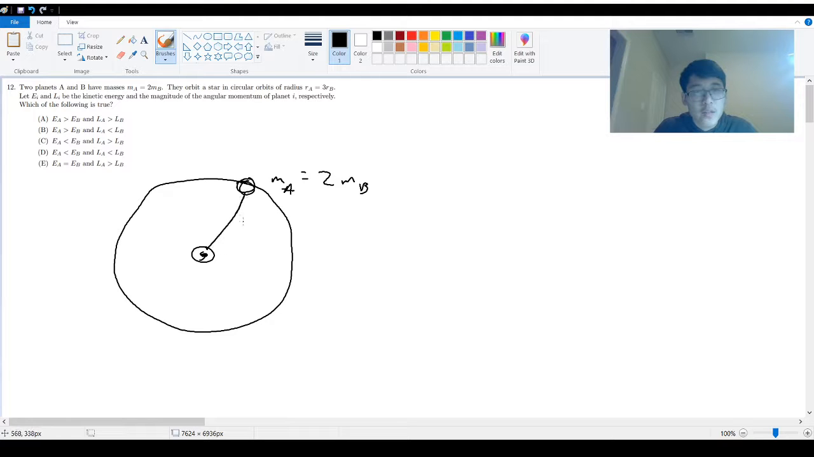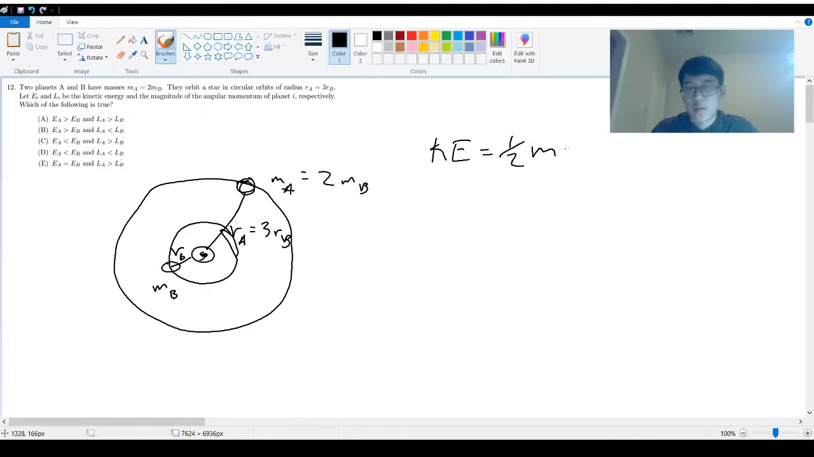And this radius RA is equal to 3RB, and that means that the radius of B is smaller than the radius of A, so let me draw the radius of B here and call this mB, and this is RB. Okay, so now we want to compare the kinetic energy and the angular momentum of each planet. So if we remember, what's the equation for the kinetic energy? Kinetic energy obviously is 1/2 mv squared.